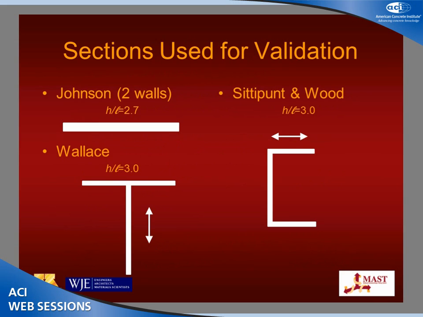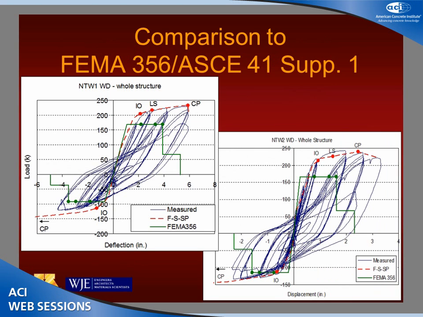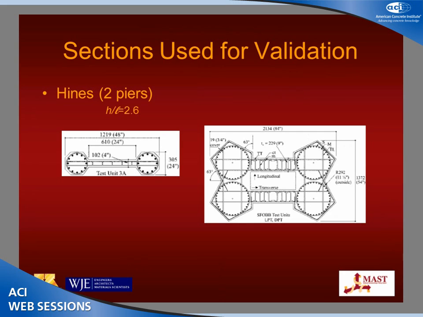Sections we used, in addition to our T-shaped walls, were Ben Johnson's rectangular walls, John Wallace's T-shaped walls, and Sharon Wood's C-shaped walls. All of the walls that we use for validation do have aspect ratios between 2.5 and 3. And then Eric Hines' bridge pier specimens, which are very different geometries, with these barbell walls with large amounts of reinforcing in the boundary elements.